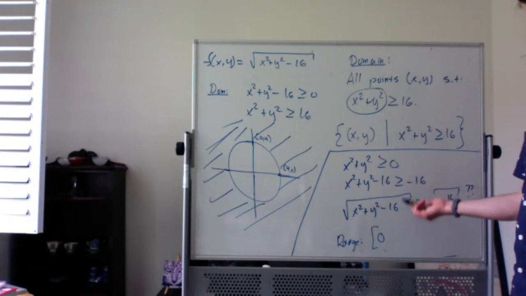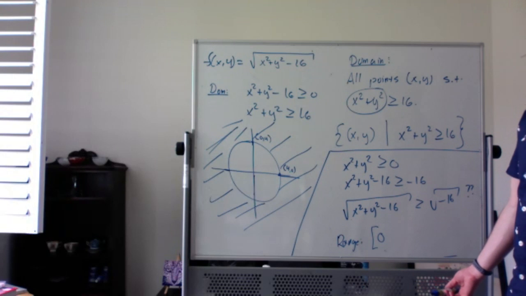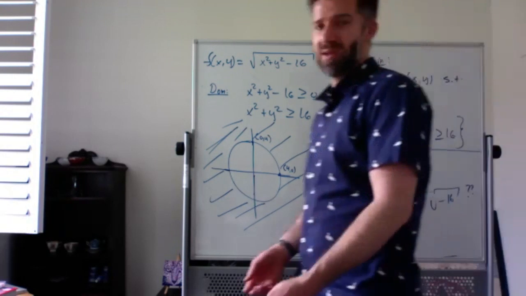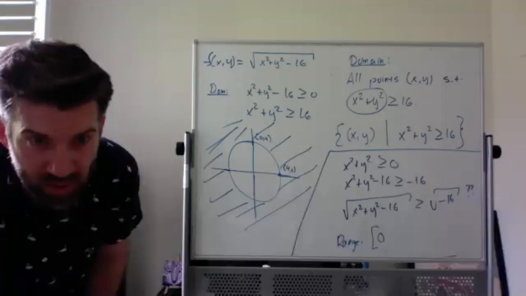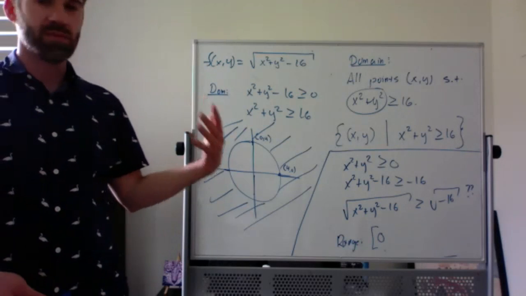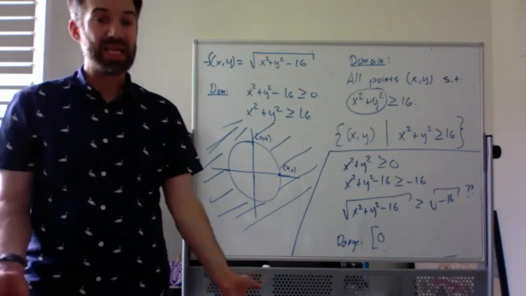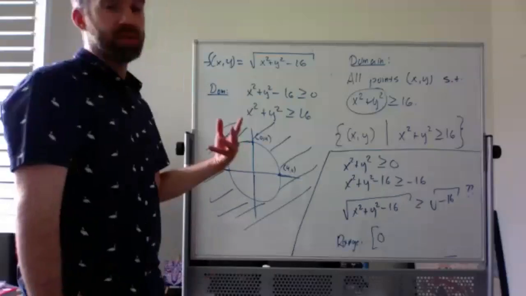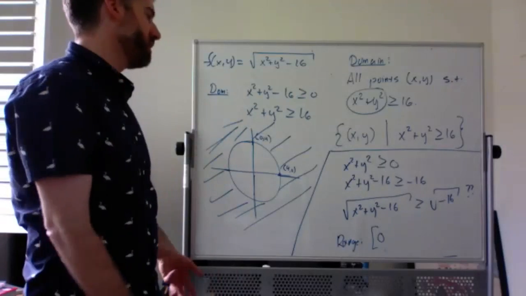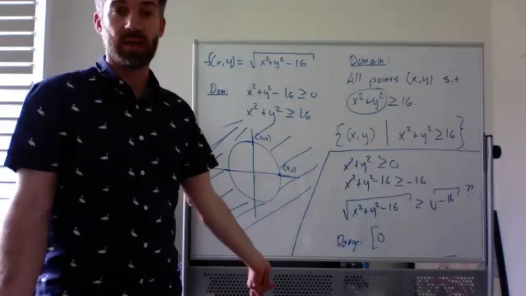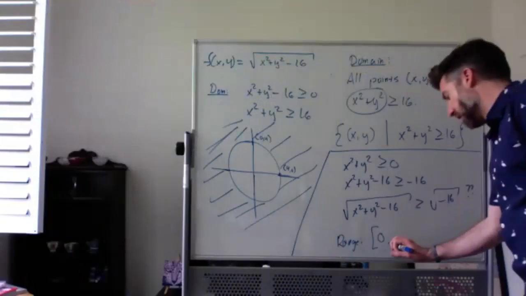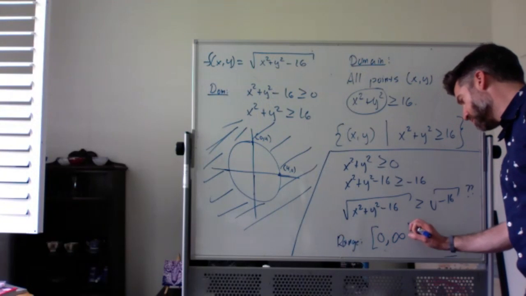And then how big can this get? Well, is there any limit? Can x and y be anything we want them to be, aside from things that make them too small? Yeah, they can be anything. Right here, x could be 1,000, y could be 1,000. You have the square root of 2 million minus 16, which is large. This can get as large as you want it to get. So here the range is everything from 0 to infinity.